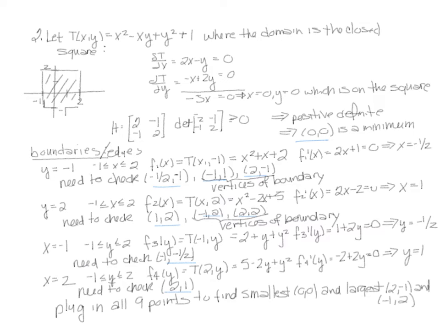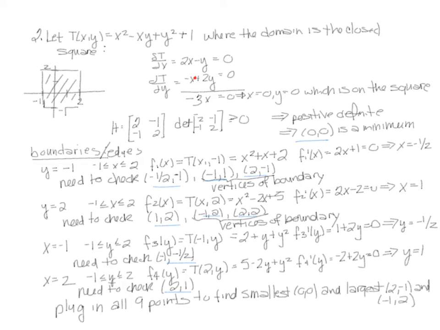So here's the first of our very important examples. So if we have T, and this in one of the books is described as a temperature function on a plate, a two-dimensional plate, is equal to x squared minus xy plus y squared plus 1, where the domain is closed and it's a square as described here. So y is from -1 to 2, x is from -1 to 2, and it includes the borders. I can take the derivative of T with respect to x, and so I get my 2x minus y equals 0. Derivative of T with respect to y, so I get minus x plus 2y, and I set that equal to 0 to find my critical points.